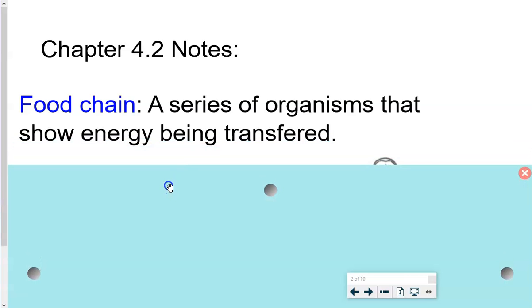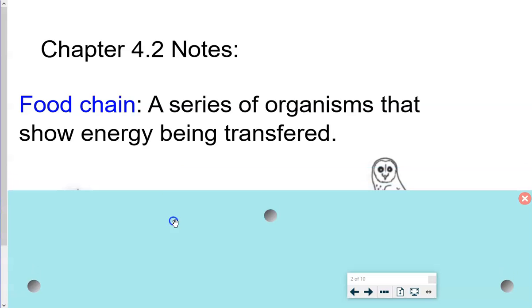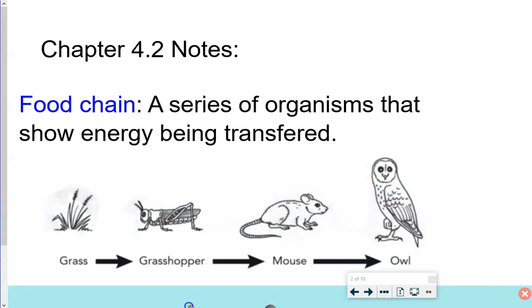Okay, so what this section is all about is how energy gets from one animal to another in an ecosystem. In the first section of Chapter 4, we talked about how animals eat food to get energy and plants use sunshine to get energy. Well, we want to see how that energy moves from one thing to the next. And one of the easiest ways to do that is a food chain.